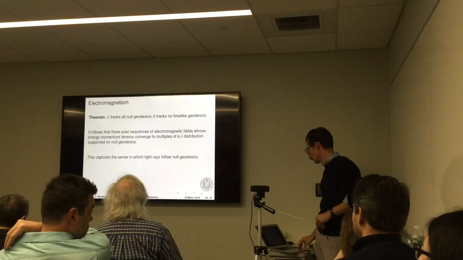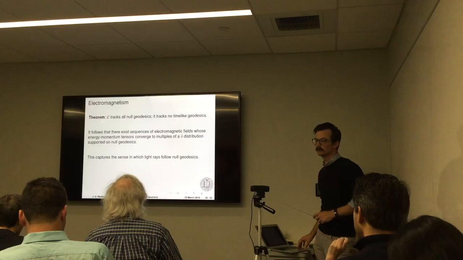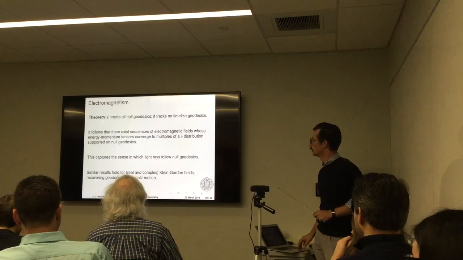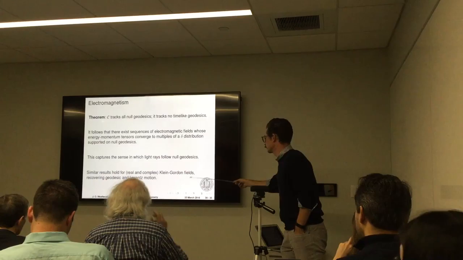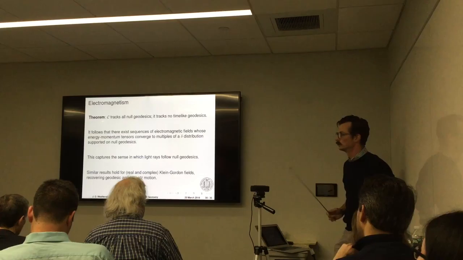And in particular, this captures as an immediate consequence the geometric optics claim. Okay. And you can do similar things. You can show that for real Klein-Gordon fields, they're going to follow null geodesics or time-like geodesics, depending on what collection of solutions you consider. I can talk about that if people like. But for complex Klein-Gordon fields, you can get Lorentz force motion, and so on.